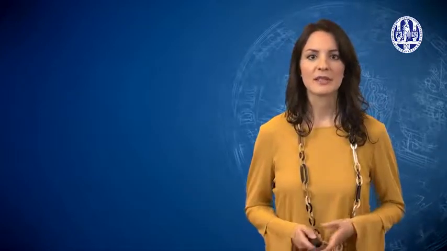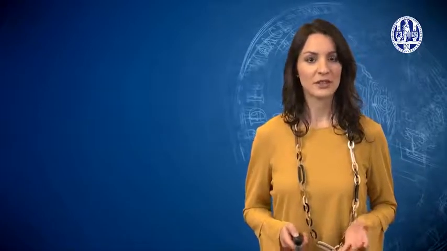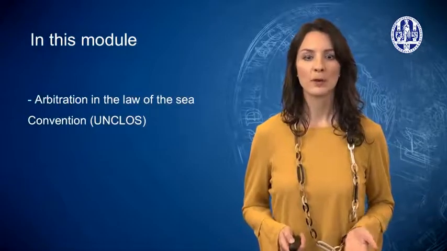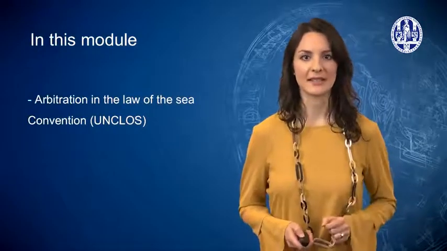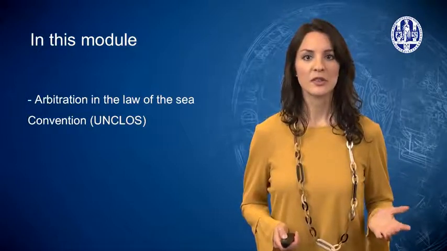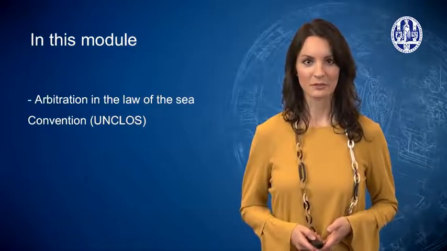In the previous module, you've learned some cross-cutting concepts regarding international arbitration, such as the relevance of party autonomy and the importance of the arbitration agreement. You've also taken a journey through the history of international arbitration that has ended with the role of the Permanent Court of Arbitration in today's world. In this module, we will explore a specific type of interstate arbitration, namely arbitration in the Law of the Sea Convention.